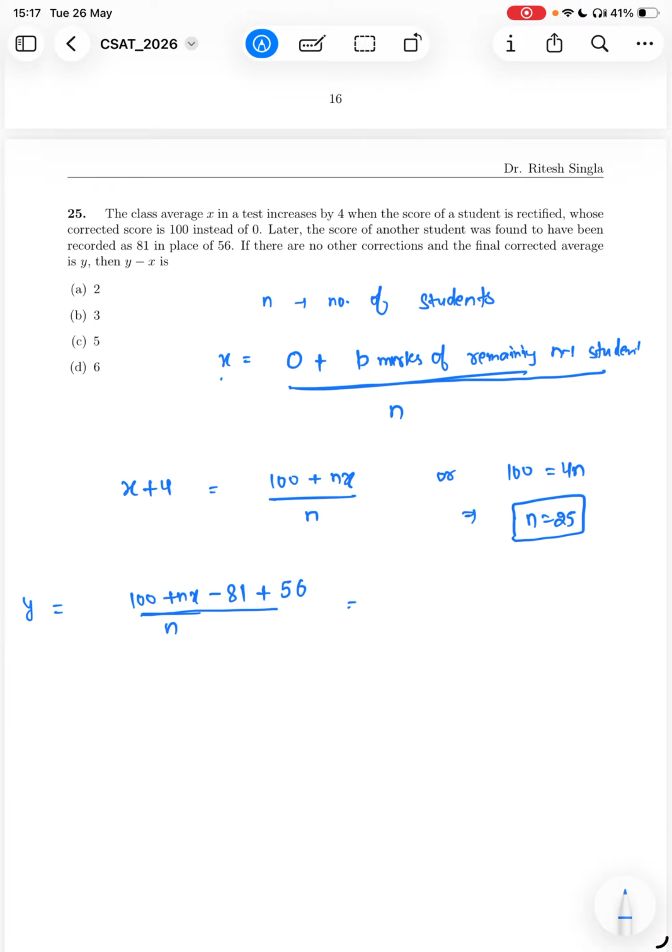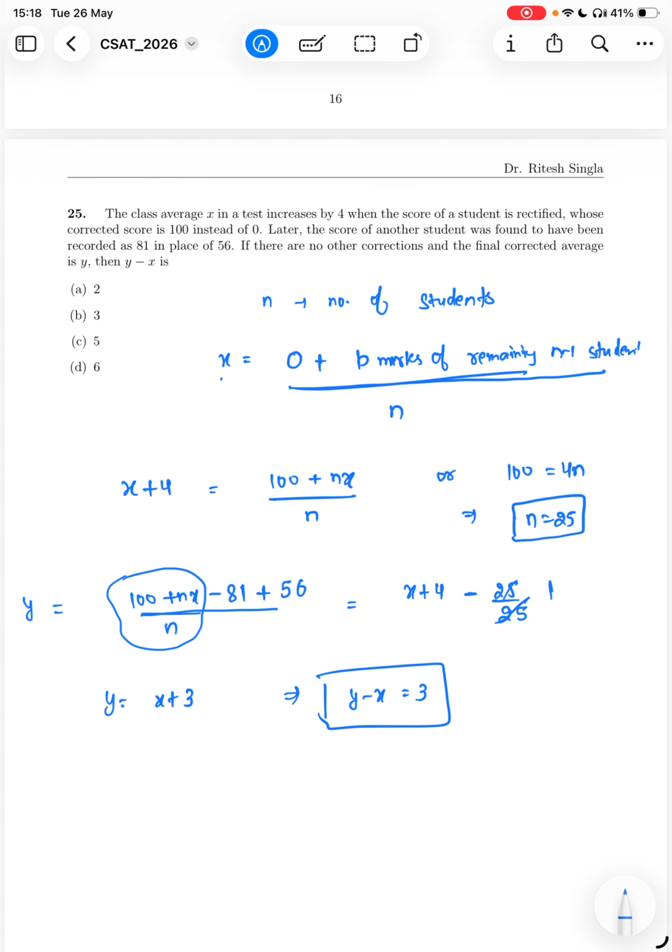Fine. So you can say that it is the previous average, which is x plus 4, which is this one, minus 25 upon 25, where n is 25. So it is 1. So y is equal to x plus 3. So basically y minus x is equal to 3. Option B is correct.